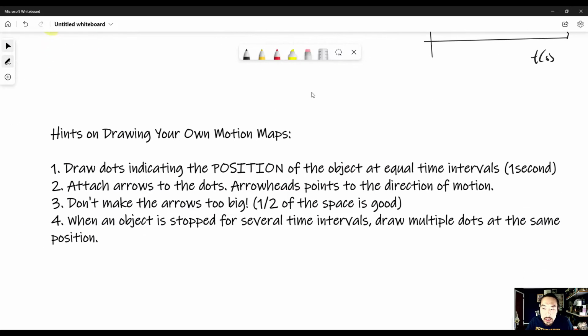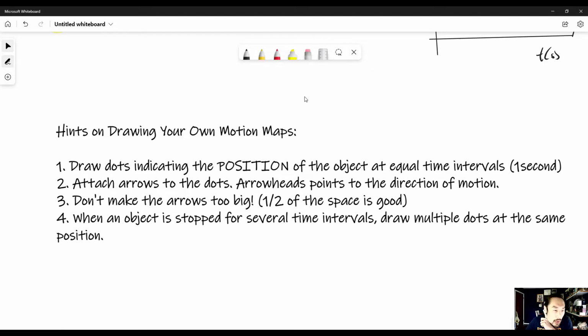The last thing that I want to leave you off with is hints on drawing your own motion maps. First of all, draw dots indicating the position of the object at equal time intervals. For our examples, we use 1 second, but you don't have to. You can use 2 seconds, 30 seconds, 1 minute, 1 hour, 1 day. But for our course, we're probably going to stick with 1 second.